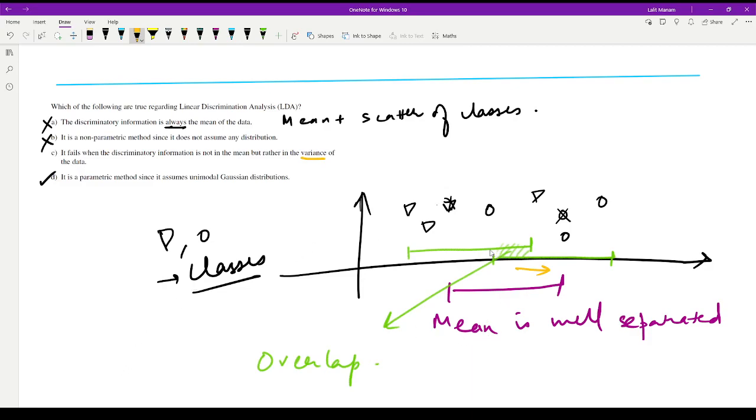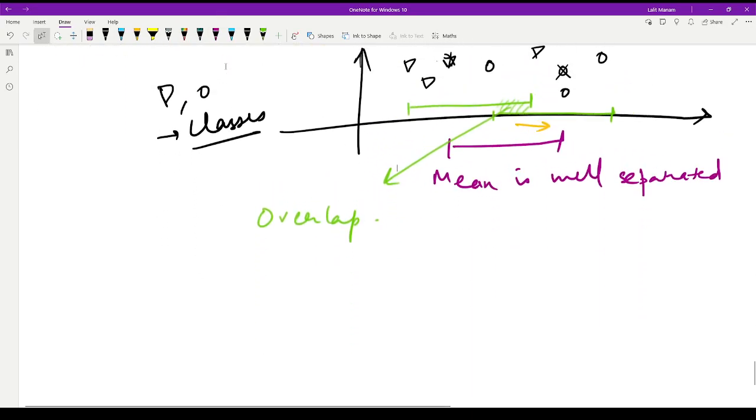So if variance is the deciding factor instead of the mean, then the whole linear discriminant analysis can fail. So I hope it's clear that this point is correct. Of course, now if you take any other specific direction for this kind of data, even then I think you cannot get a best direction where you can separate these two classes. Okay, so I hope this question is clear.